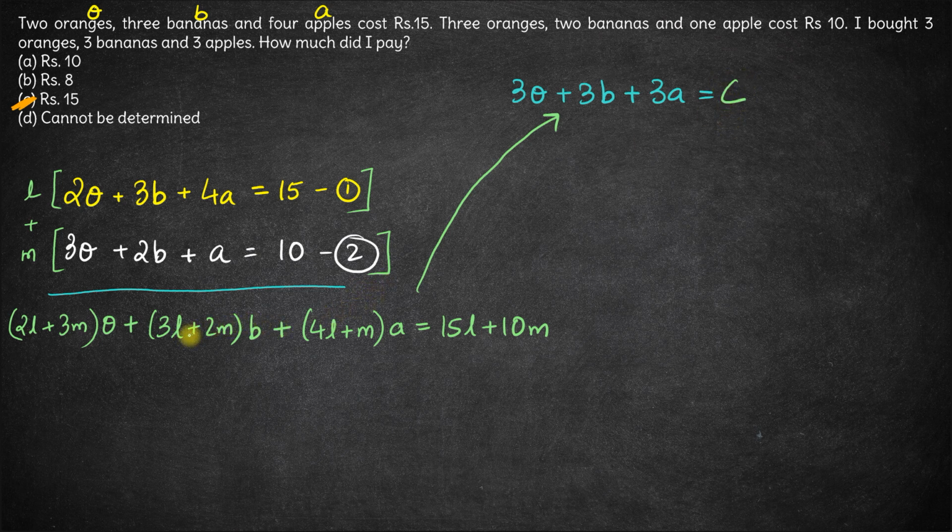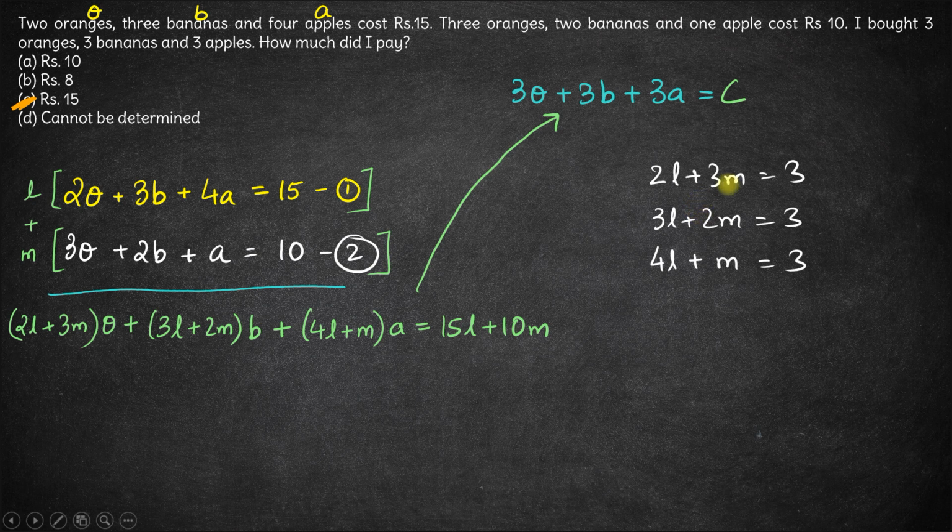So if we can somehow make the left hand side equal to this whole thing, the right hand side will automatically be equal. Here we need the coefficient of O to be 3. So 2L plus 3M should be equal to 3. Similarly, the coefficient of B should be 3, so we have 3L plus 2M equals 3. And similarly, the coefficient of A should also be 3, so 4L plus M should also be 3. Now this is a bonus case, as in you have 2 variables but 3 equations. So let's solve these 2.